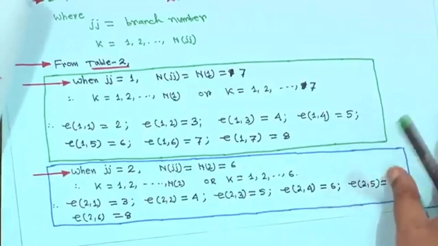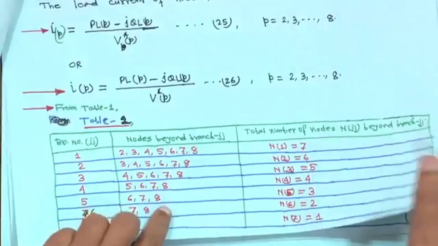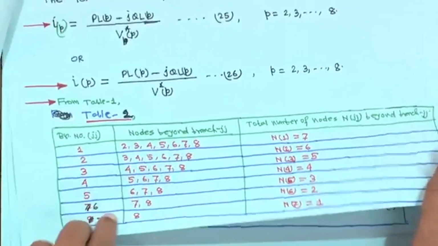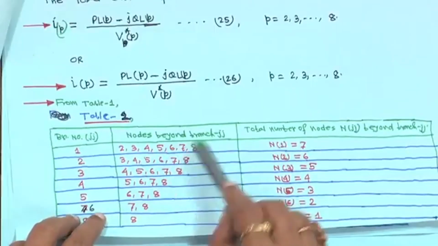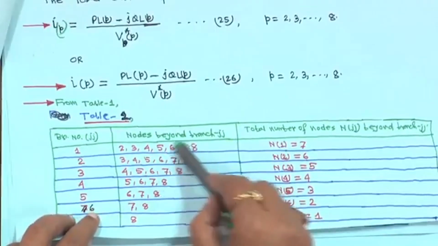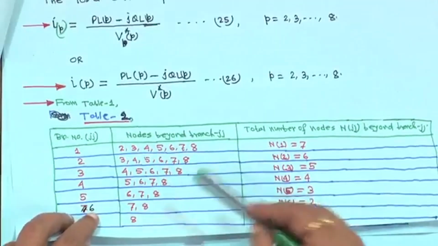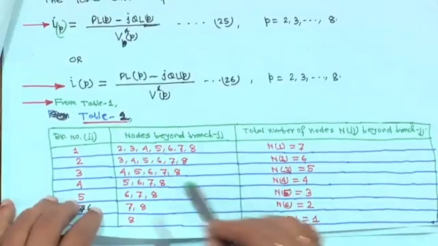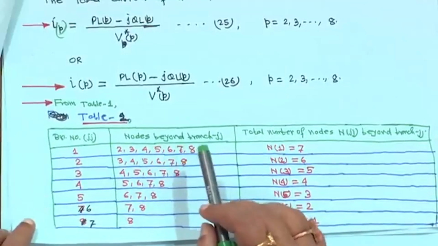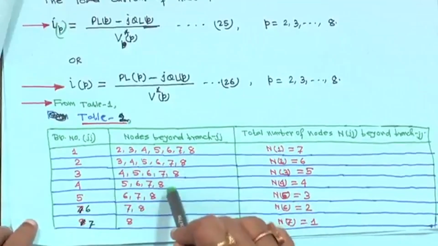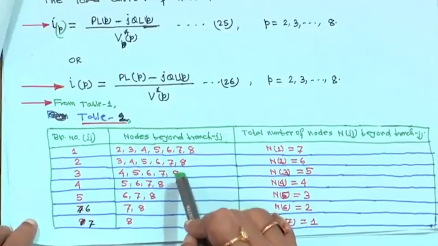Next, we have to define a matrix E(JJ,K). That means the nodes beyond branch JJ you have to store in a matrix. Here the nodes beyond branch JJ are given, but this whole thing you have to store in matrix form, because you have to read the data in a computer. In algorithms like Newton-Raphson, we have seen so many things. So here this data you have to store in a computer.